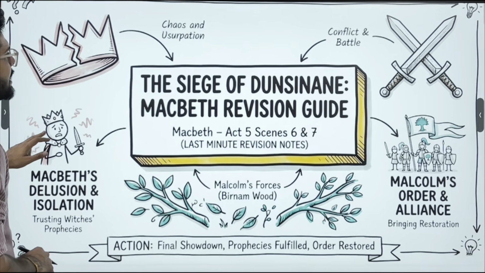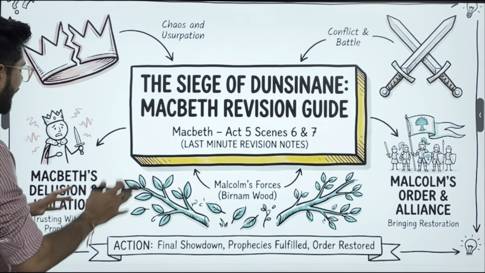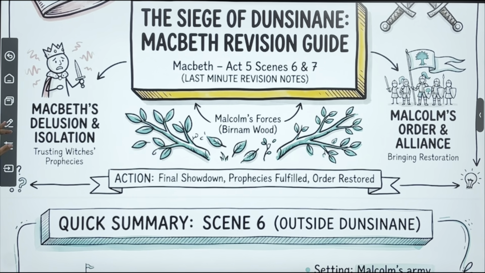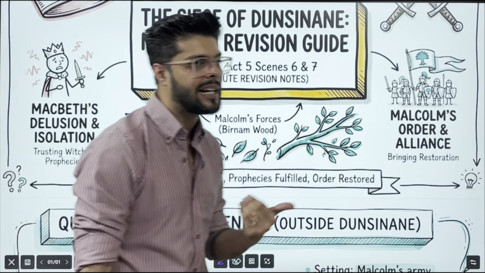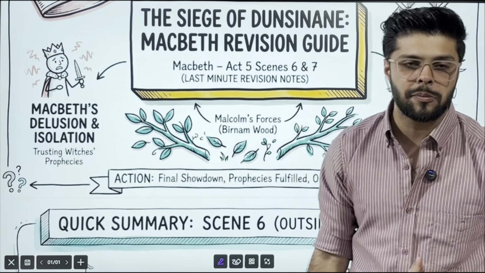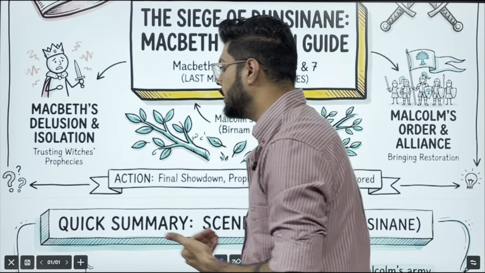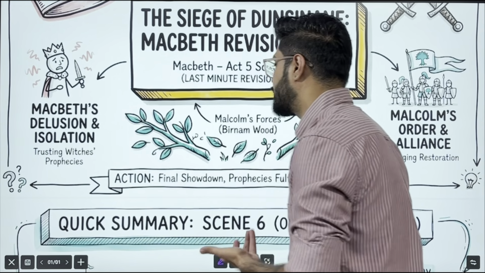Talking about these two scenes, Macbeth's delusion and isolation come to the forefront. He realizes that he had been deceived and tricked by the witches' equivocating prophecies, double-standard prophecies or half-laced truths.